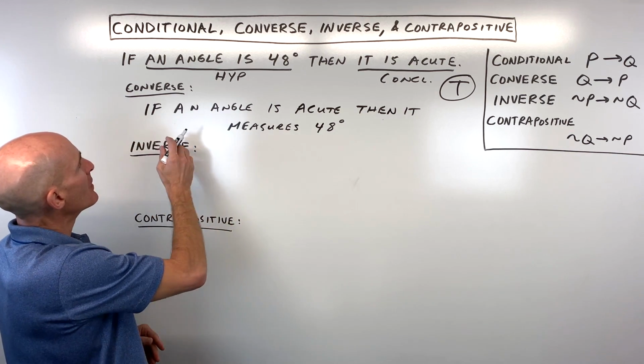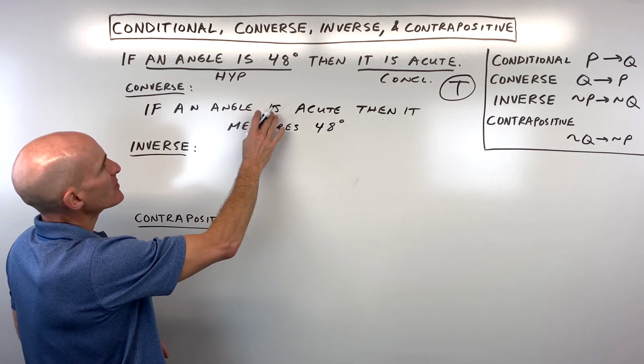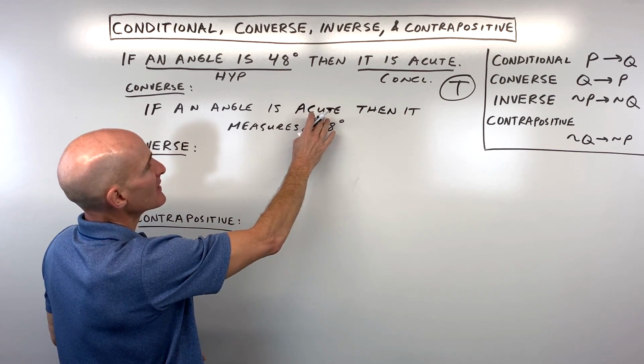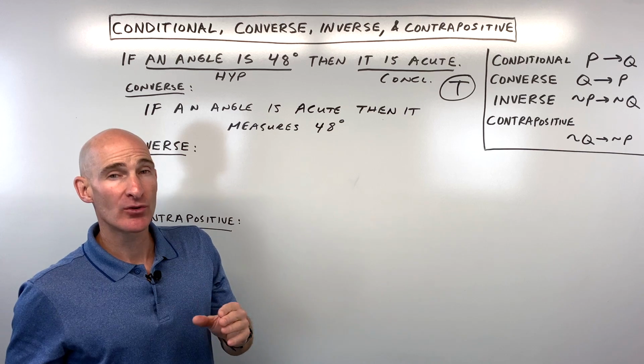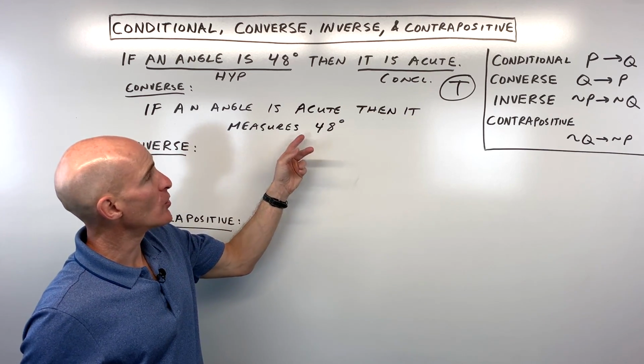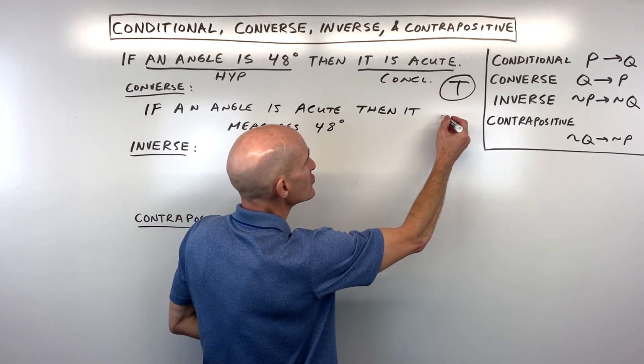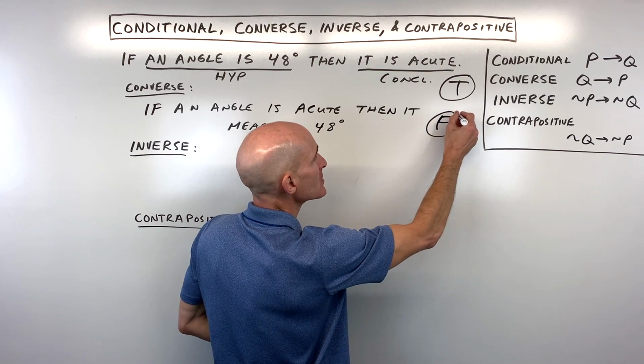But notice here, is this true? If an angle is acute, meaning less than 90, then it measures 48. Well, it could be 89 degrees or 88 degrees or 87 degrees. So this converse here actually was not true. So I'm going to write F for false.